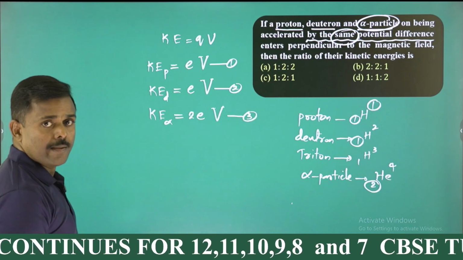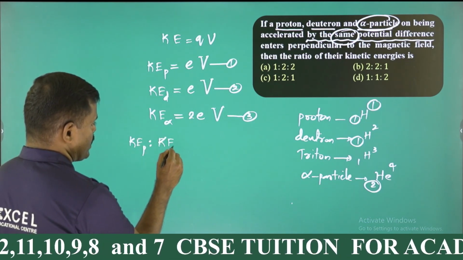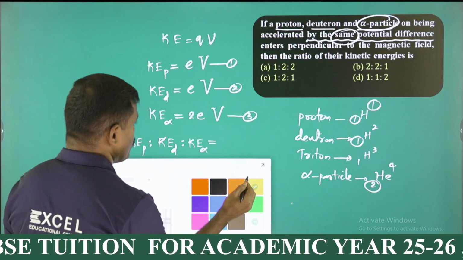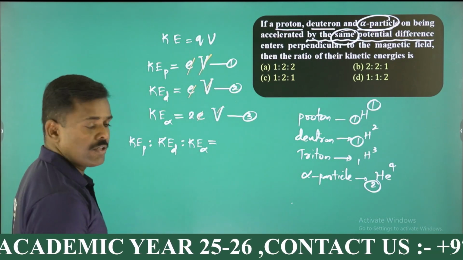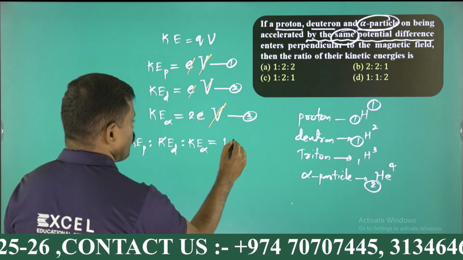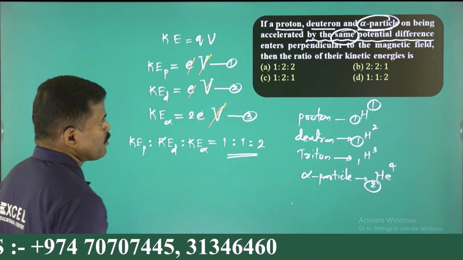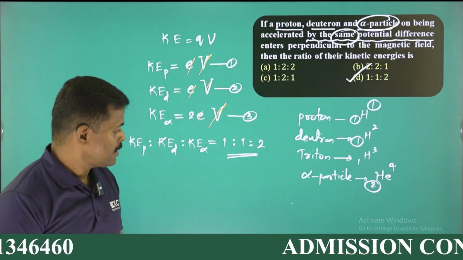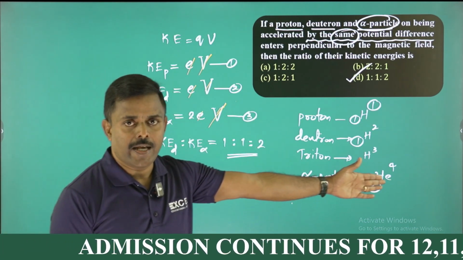V. Equation number 3. Now they are asking you to find the ratio: kinetic energy of proton to kinetic energy of deuteron to kinetic energy of alpha. When you take the ratio, I'm going to cut e and V. So what are you going to get? From the first term you will have 1, from the second term also 1, from the third term you will have 2. So the ratio is 1:1:2. Answer is option D. Hope it's clear. So kinetic energy is given by QV, then you find the ratio.